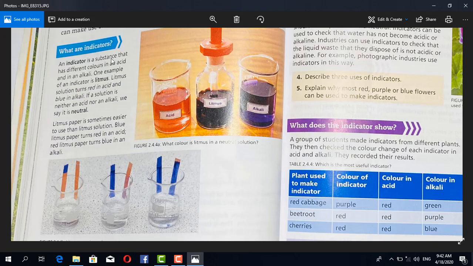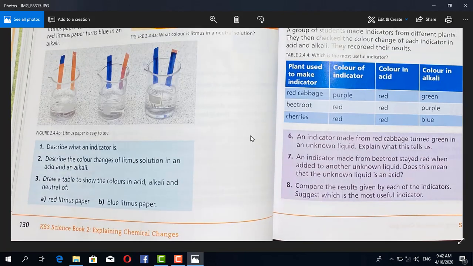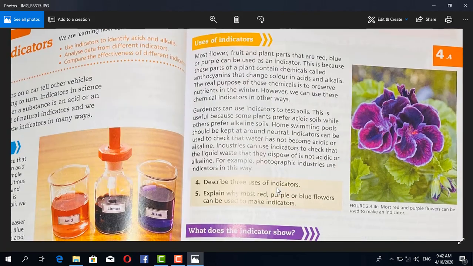Okay, so an indicator is a substance that has different colors in an acid and an alkali. One example of an indicator is litmus. Litmus solution turns red in acid and blue in alkali. If a solution is neither an acid nor an alkali, we call it neutral, like water. The water here is neutral. Litmus paper is sometimes easier to use than litmus solution. Blue litmus paper turns red if there's an acid, and red litmus paper turns blue if it's an alkali.